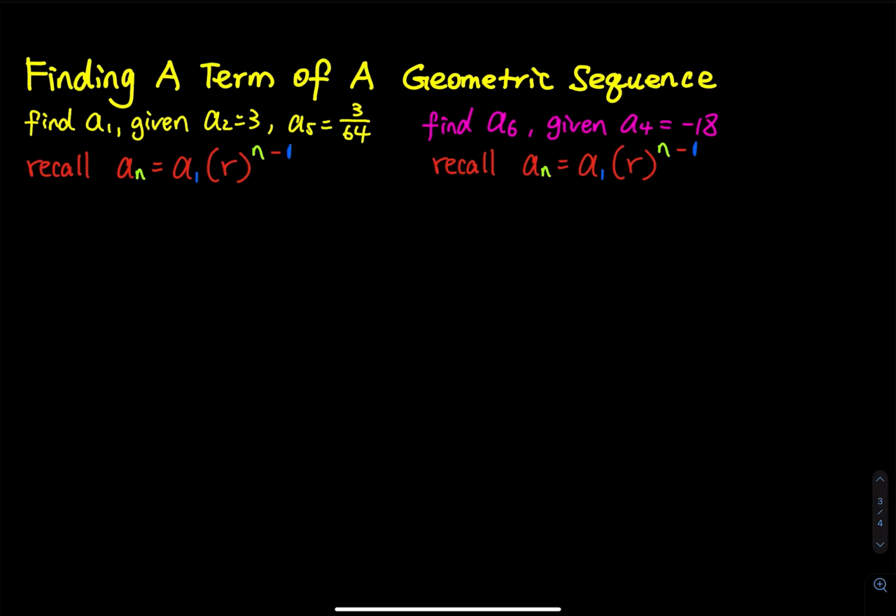Finding a term of a geometric sequence. So we have three problems to solve in this video. The first one, in yellow: I want you to find the first term given the second term and the fifth term. The first formula to recall is the nth term of a geometric sequence, in red.